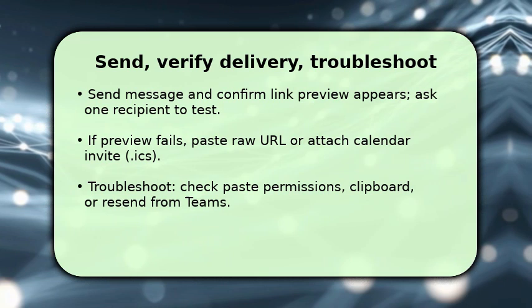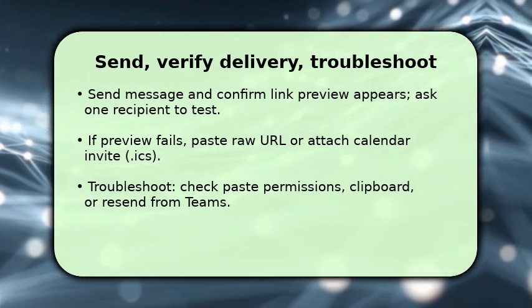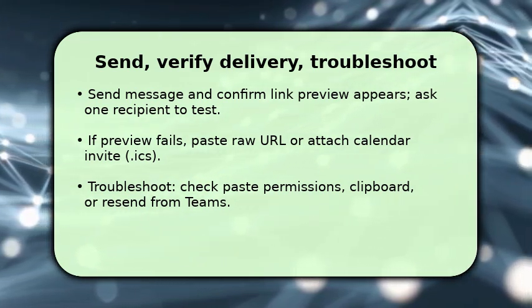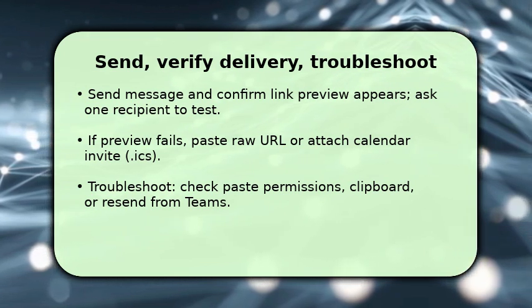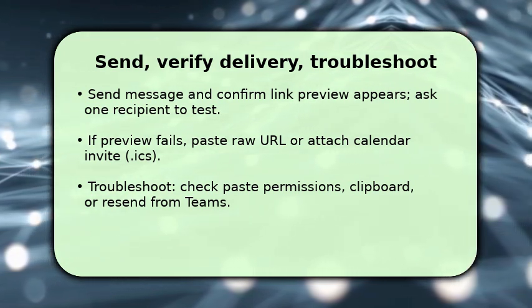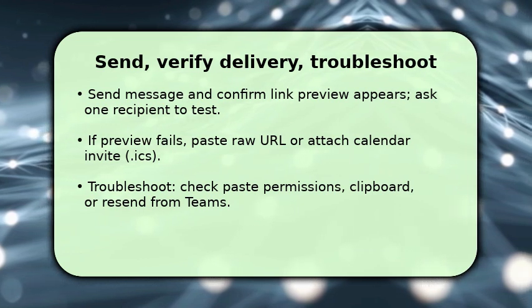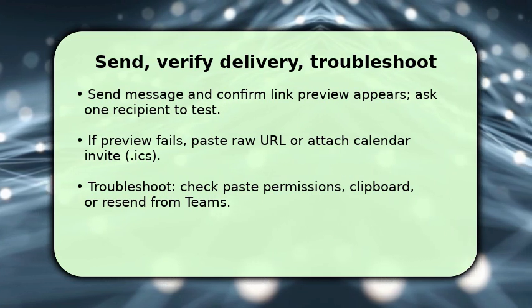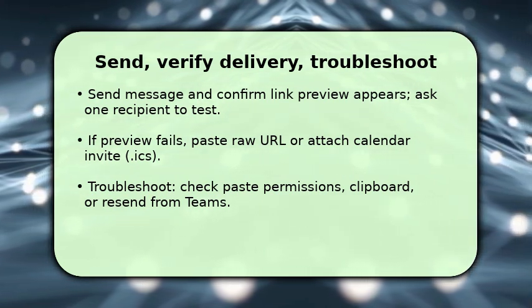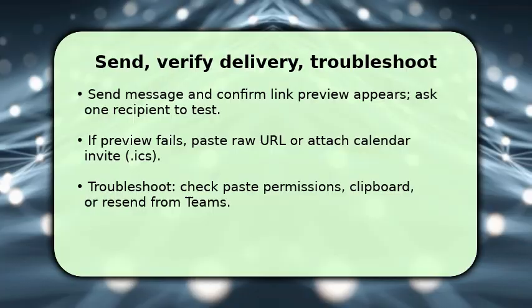If WhatsApp strips the preview, paste the raw URL or attach an ICS calendar file from Teams to give a clickable invite. If someone can't join, make sure you didn't restrict the meeting lobby or misset presenter roles. And if copying fails, reopen Teams, recopy the link, or restart apps to refresh the clipboard. That fixes most issues.